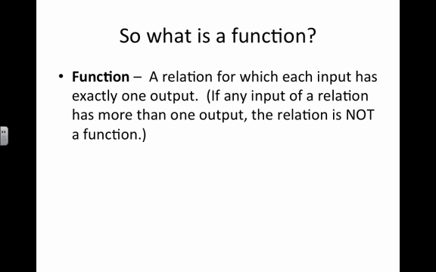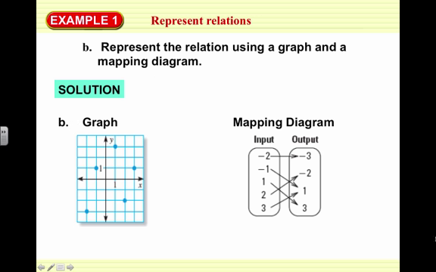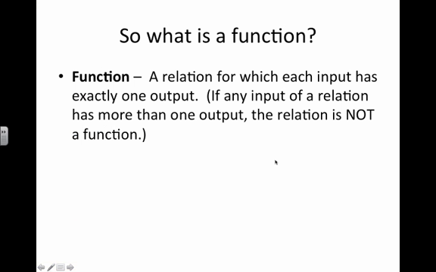So what is a function? What makes a relation a function? Okay, a function is a special type of relation, and it's a type of relation for which each input has exactly one output. So on mapping diagrams, each input is only going to have one arrow going out from it. Okay, so this is a function. If any input of a relation has more than one output, the relation is not a function.